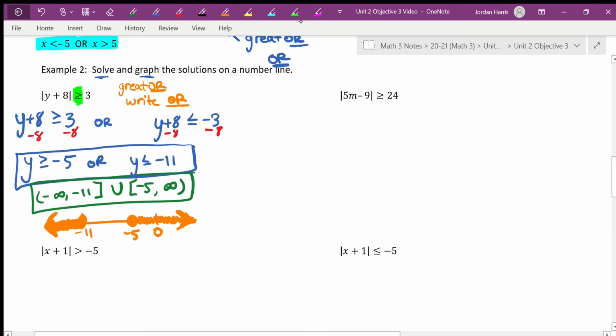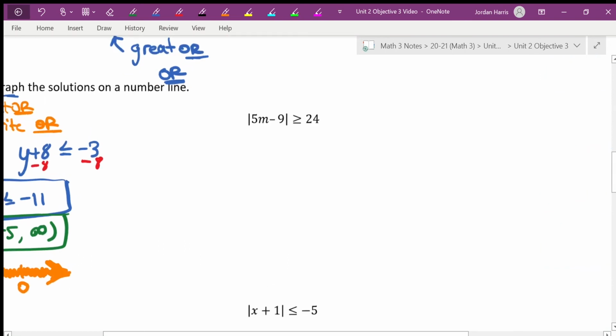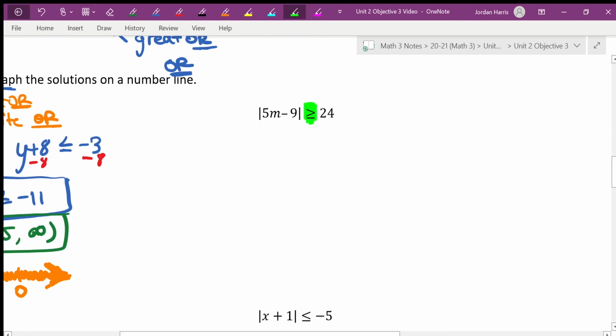Next one. Absolute value, get it by itself first. Don't forget that step. Get the absolute value by itself first. Okay. Trying to save some time so it's already solved for us. This time it's greater "or" again. Write "or", greater "or", write "or". Less than, make a sandwich.